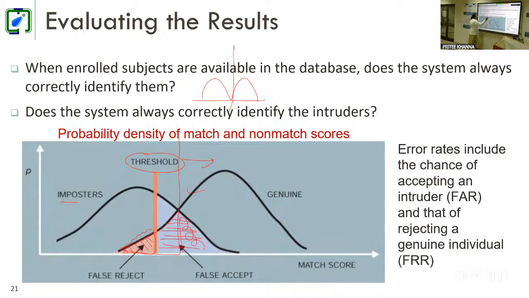Now, if you move this threshold to the left-hand side, users are happy, but security is compromised. If you want these genuine users to be given access and you choose a threshold like this, you can see a huge portion of the imposters are being allowed. So that is the problem.